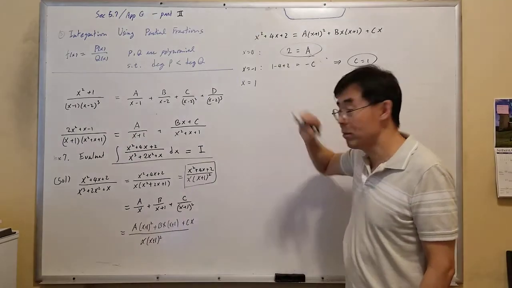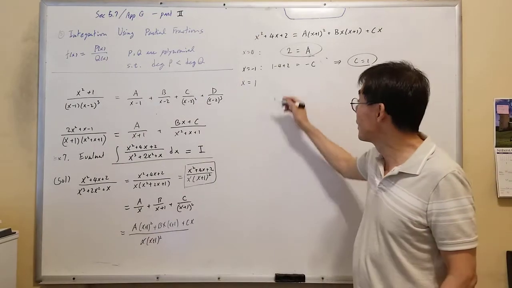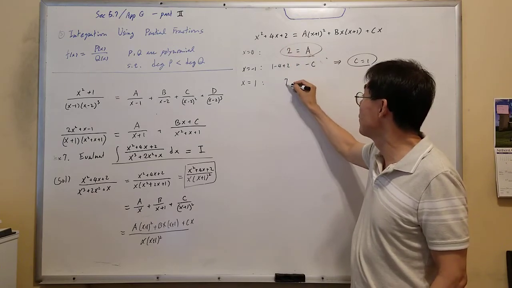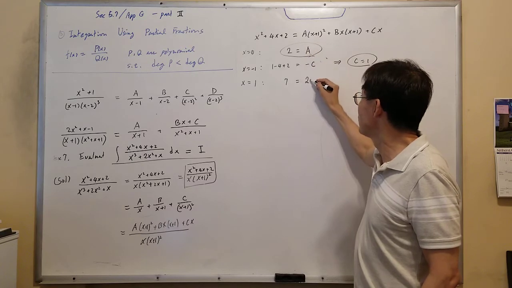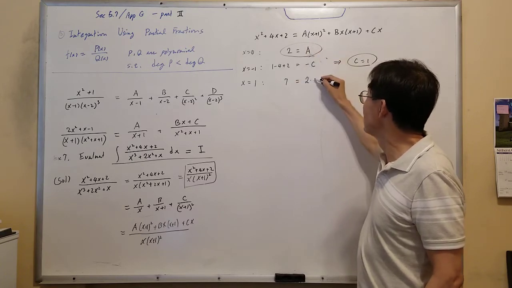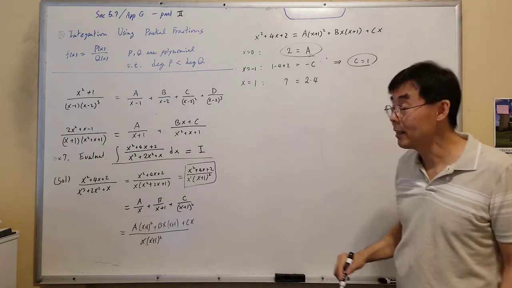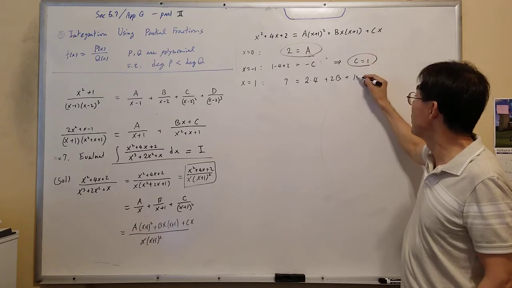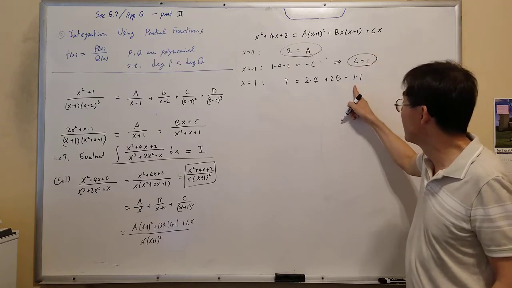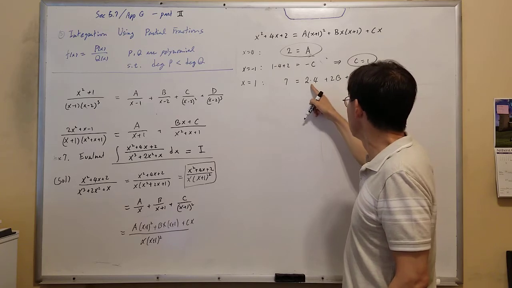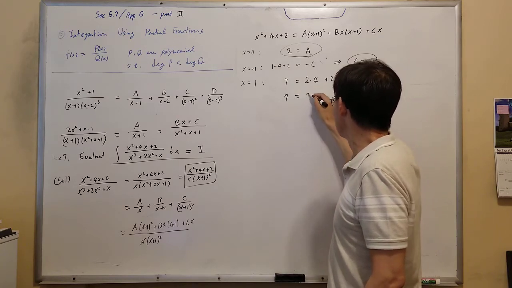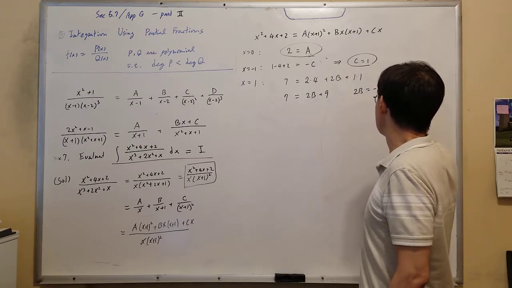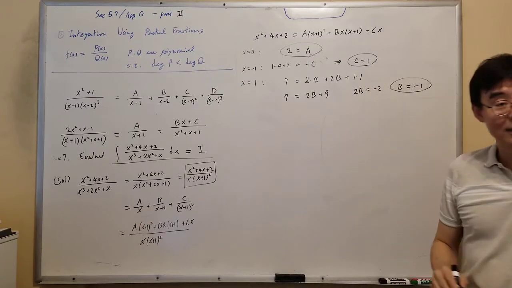Let's choose the next simplest one, like 1 or 2. Okay? Plug in 1. What do you get? 1 plus 4 plus 2, so 7. We already know that A equals 2. Plug in 1: 1 plus 1 squared equals 4, so 2 times 4, plus B times 1 times 2, so 2B, then C equals 1 with x equals 1. So 7 equals 2B plus 8 plus 1, which is 9. So 2B equals negative 2, and B equals negative 1.